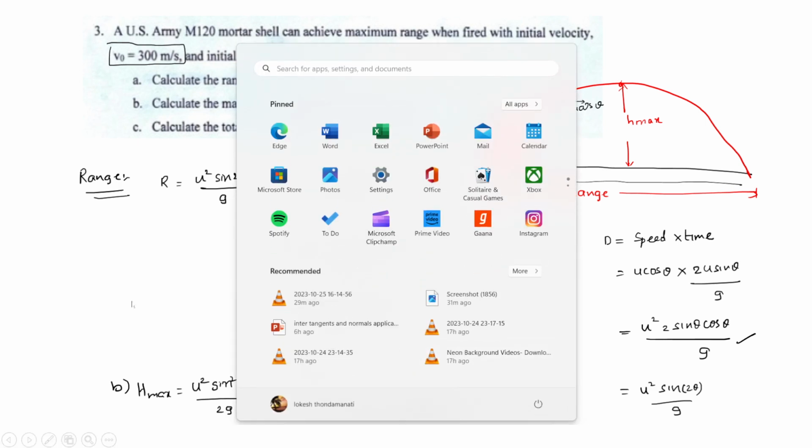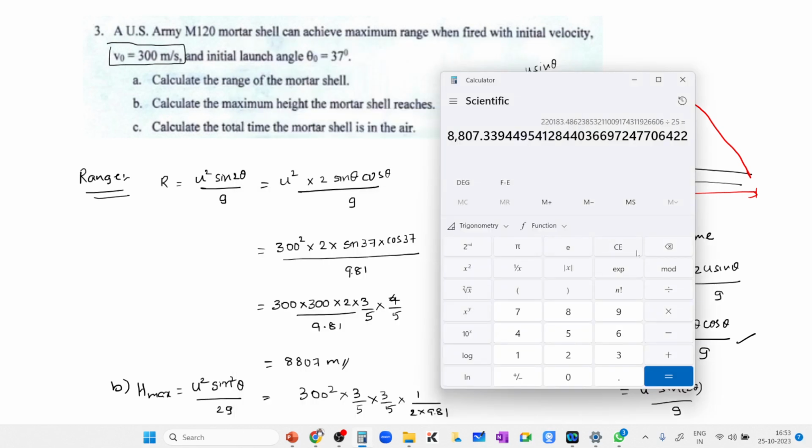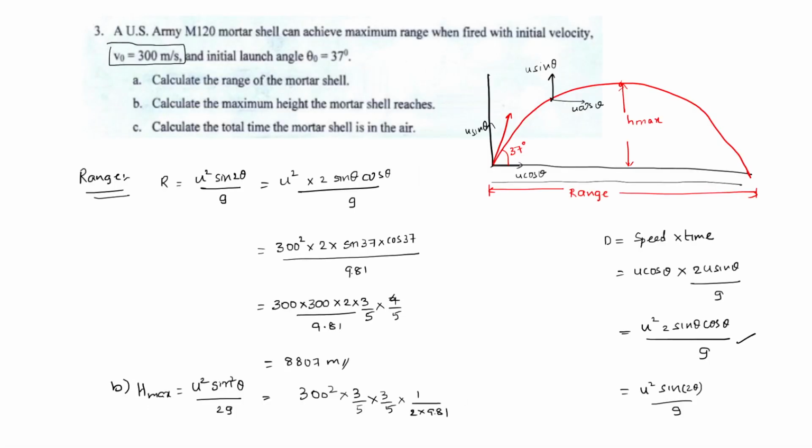Again, let me take the help of the calculator. 300 times 300 times 9 divided by 25 times 2 times 9.81. So it is approximately 1,651 meters.